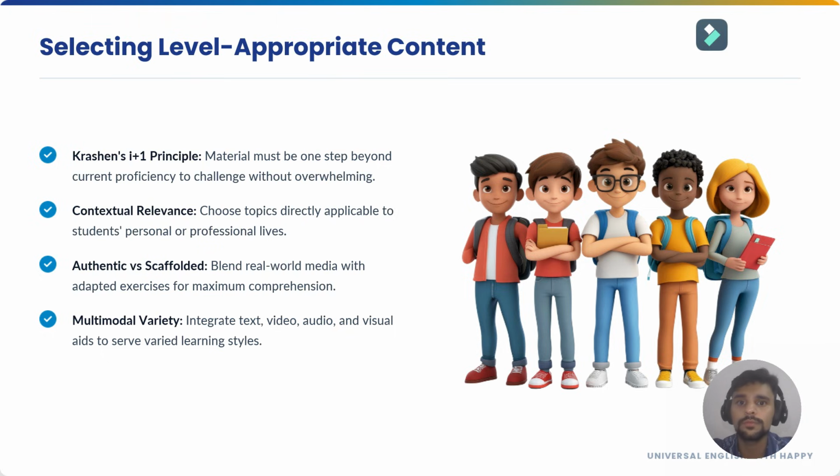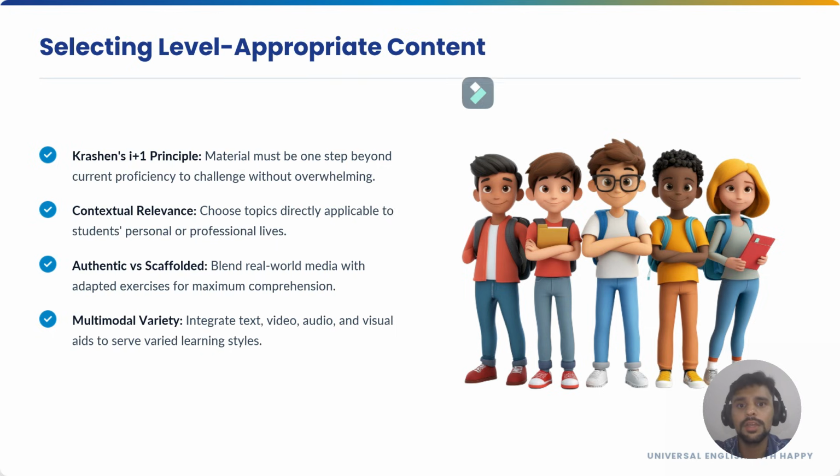Rule number 2 is contextual relevance. Just ask yourself, does this matter to my students' lives? If you are teaching working adults in a corporate setting, give them real world scenarios like negotiation role plays, presentation slides, or email writing. If you are teaching teenagers, frame tasks around social media trends, technology, or youth culture.